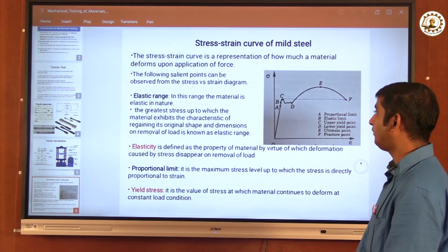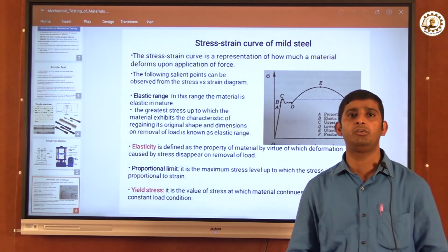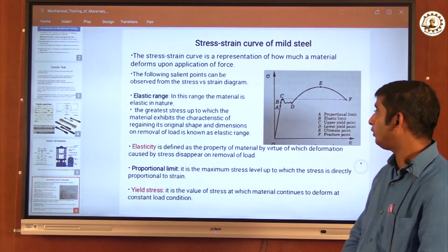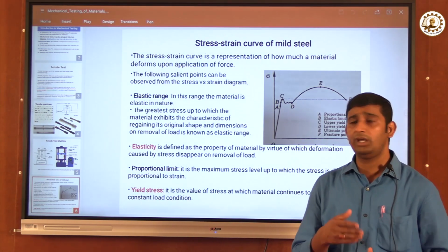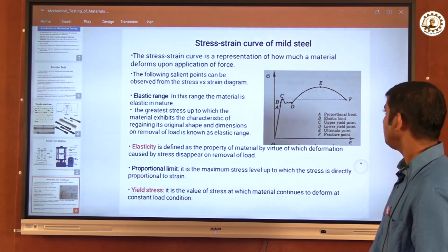And what is elasticity? Elasticity is defined as the property of a material by virtue of which deformation caused by the stress disappears on the removal of the load.